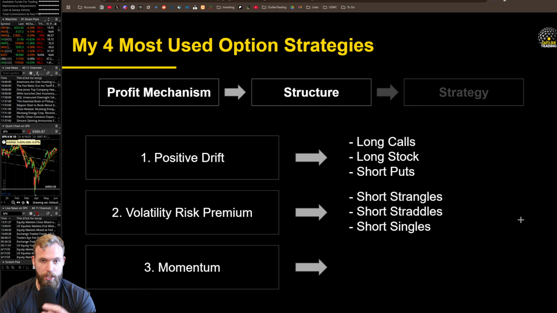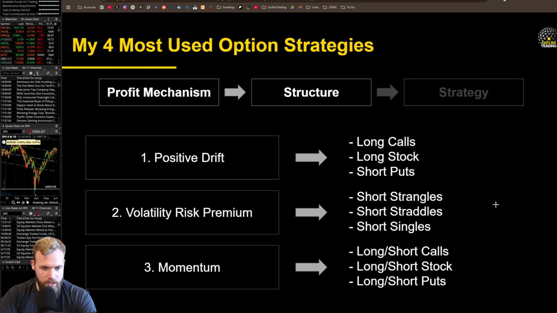Volatility risk premiums. We just said that typically vol is overpriced. So we can capture that by selling volatility through straddles, strangles, single options, sometimes if you have a directional bias, and then momentum. You can essentially use the same suite of things from positive drift, but you'll notice that momentum is both directions. Positive drift, positive is upside. You can also have negative drift, but momentum as well can be positive or negative. So in this case, this is to trade both directions, up or down. And again, these are not all the profit mechanisms I trade. This is just 3. I trade way more profit mechanisms than this.